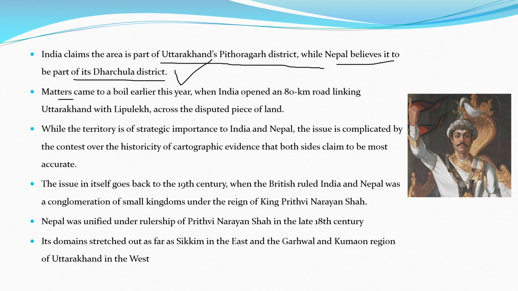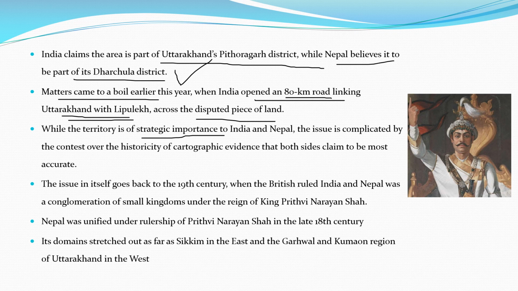And this matter came to a boil earlier this year when India opened an 80-kilometer road linking Uttarakhand with Lipu Lake. So last year or early this year, the Border Roads Organisation, BRO, constructed an 80-kilometer road linking Uttarakhand and Lipu Lake, and after that the Nepal government contested that, and now this is a full red hot dispute. And it is with respect to this particular piece of land.